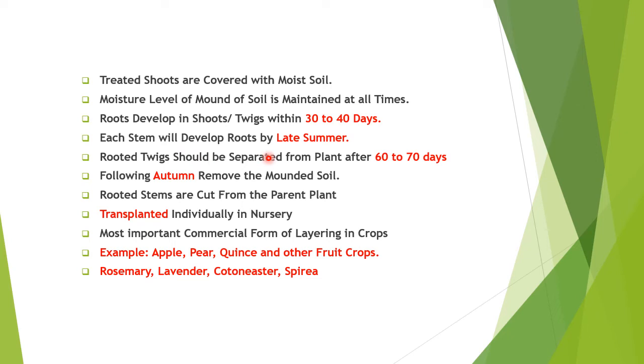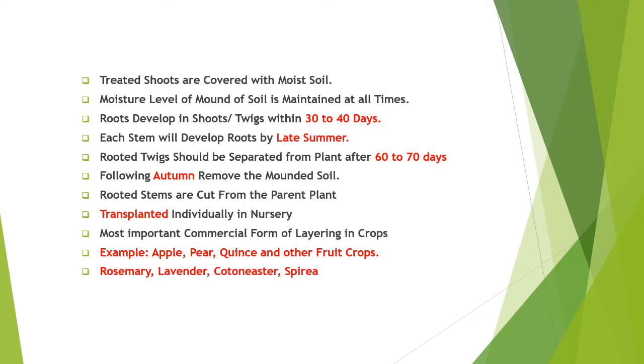They should be separated from the parent plant after 60 to 70 days. Following autumn, remove the mounded soil. Rooted stems are cut from the parent plant and transplanted individually in the nursery. So this is the most important commercial form of layering in crops, especially fruit crops like apple, pear, quince and other fruits, and also rosemary, lavender, cotoneaster, and spirea. These are the plants on which it is done.